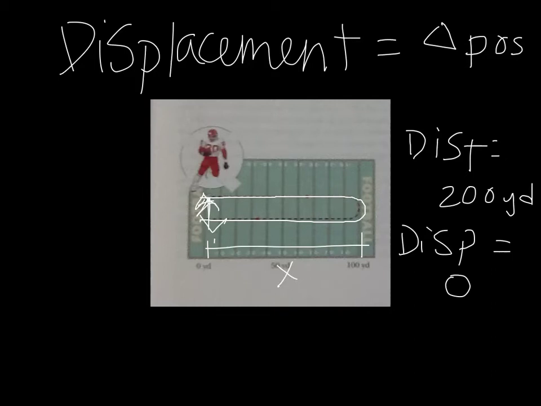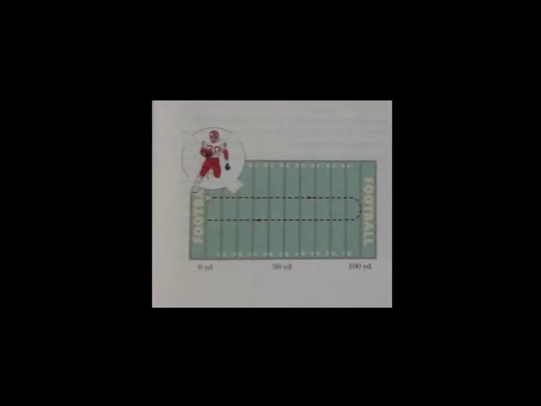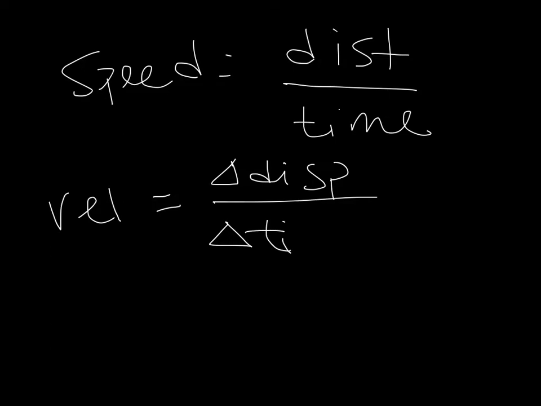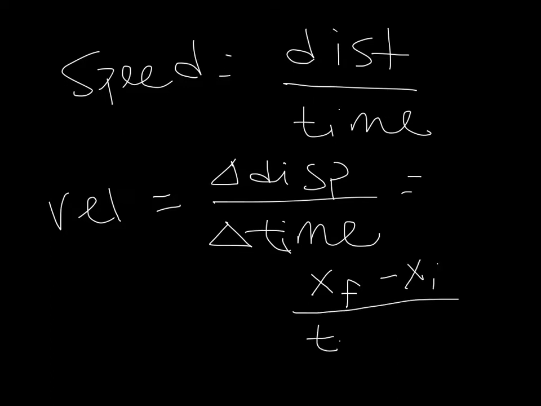And this matters because when we're talking about the difference between speed and velocity, it's because of displacement. So speed is just distance over time, whereas velocity is the change in displacement over a change in time. So that could also be written as the final position minus the initial position over the final time minus the initial time.